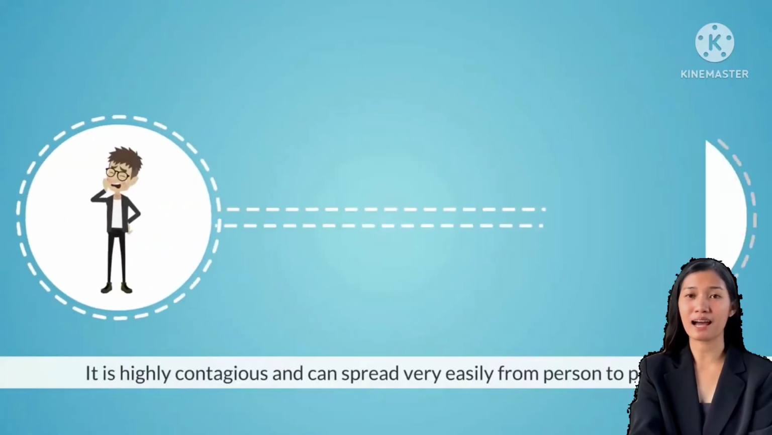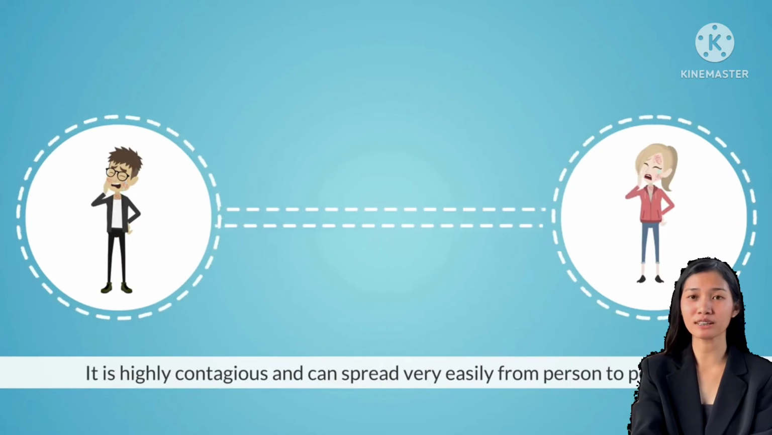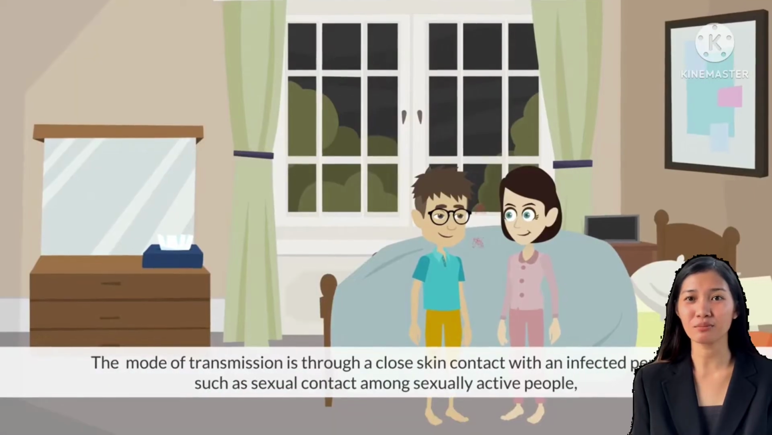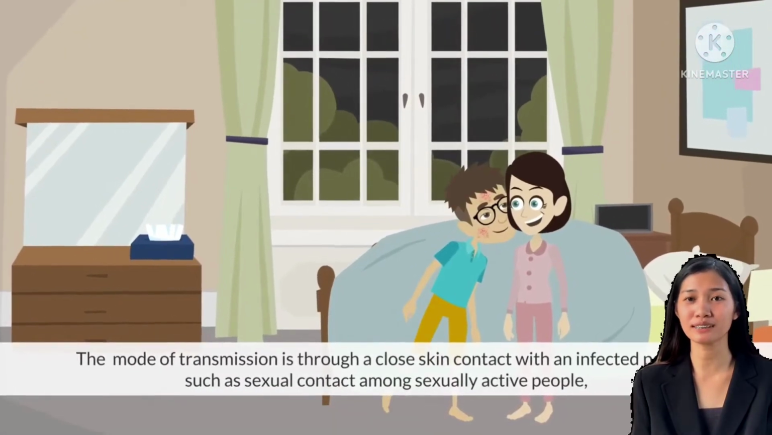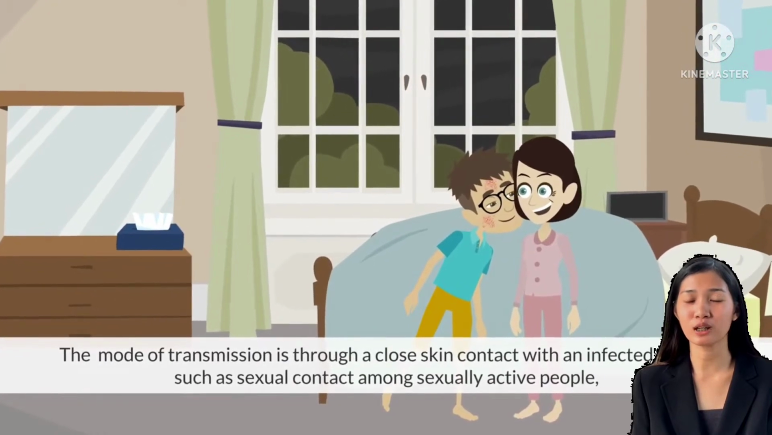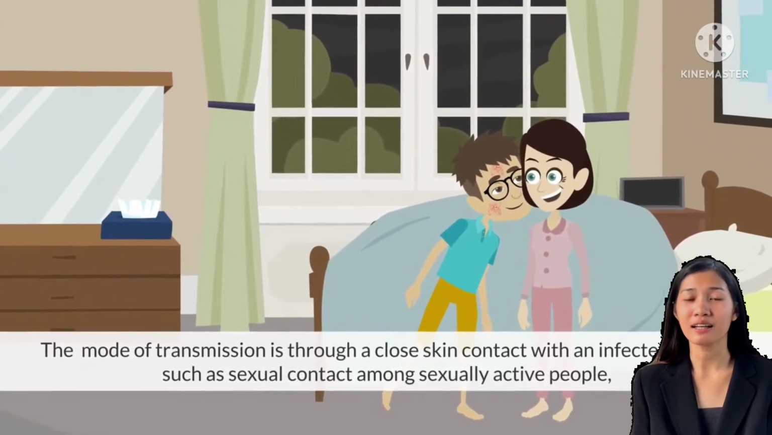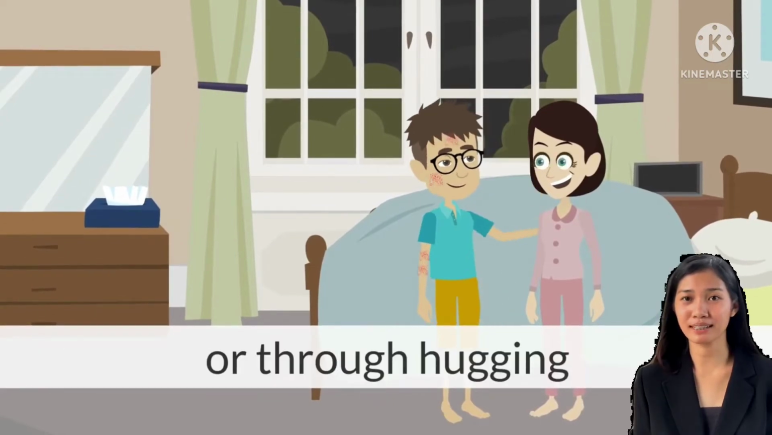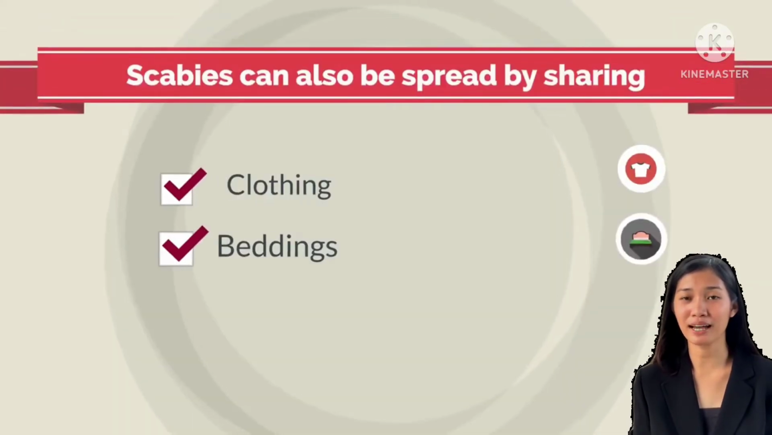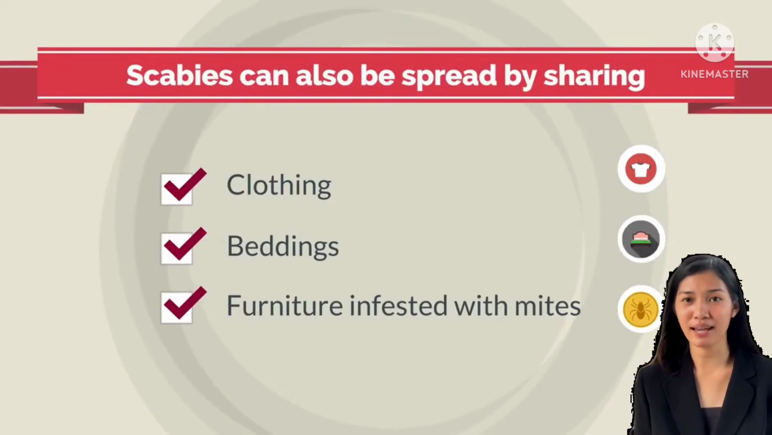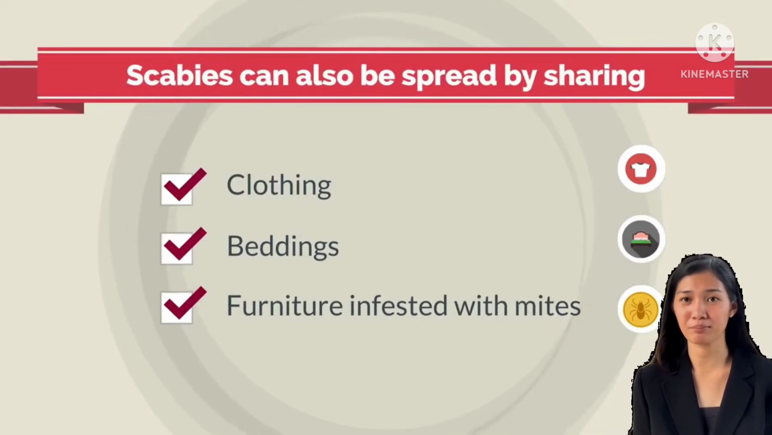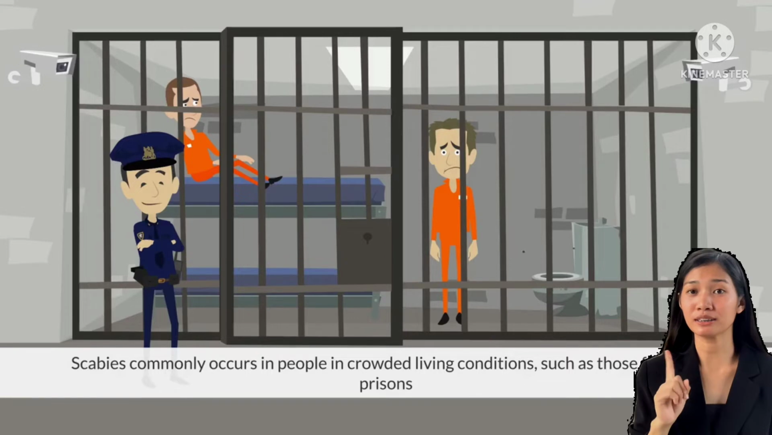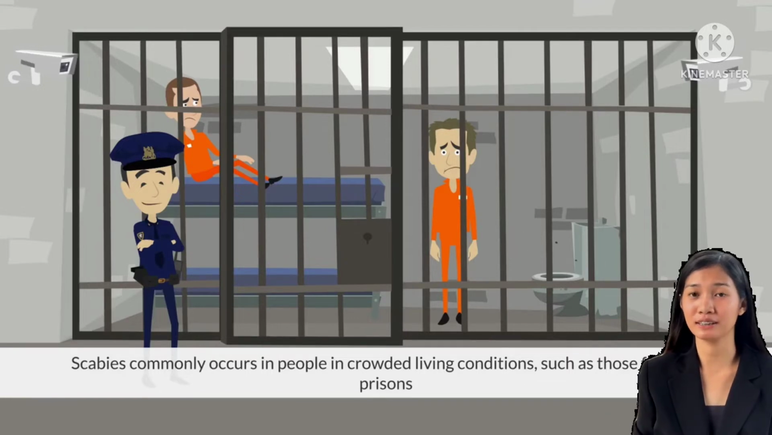Scabies is highly contagious and can spread very easily from person to person. The mode of transmission is through close skin contact with an infected person, such as sexual contact among sexually active persons or through hugging. Scabies sometimes can be spread by contact with items such as clothing, bedding, or towels that have been used by a person with scabies. But such spread is very uncommon unless the infected person has crusted scabies.